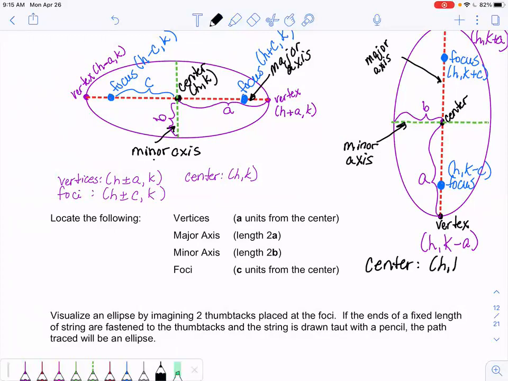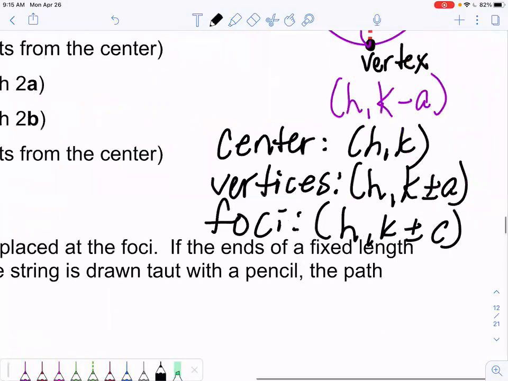So the center is still H and K. The vertices are K plus or minus A. And the foci are K plus or minus C. So vertical, Y is changing if your graph is vertical. Horizontal, X is changing if your graph is horizontal. So those are the two things. Like think about vertical, Y changes. Horizontal, X changes.